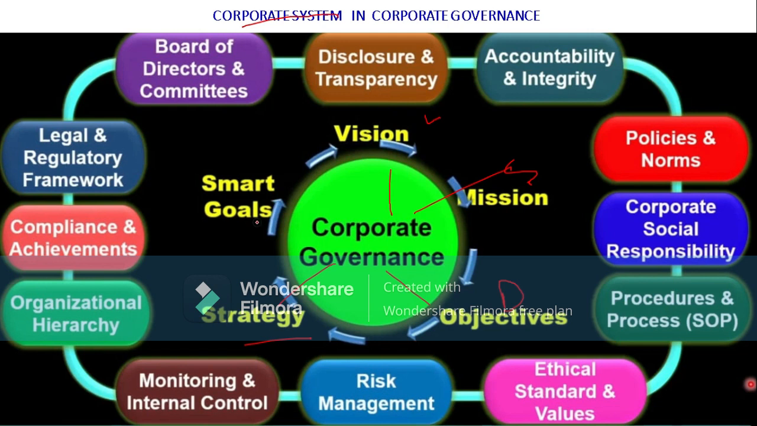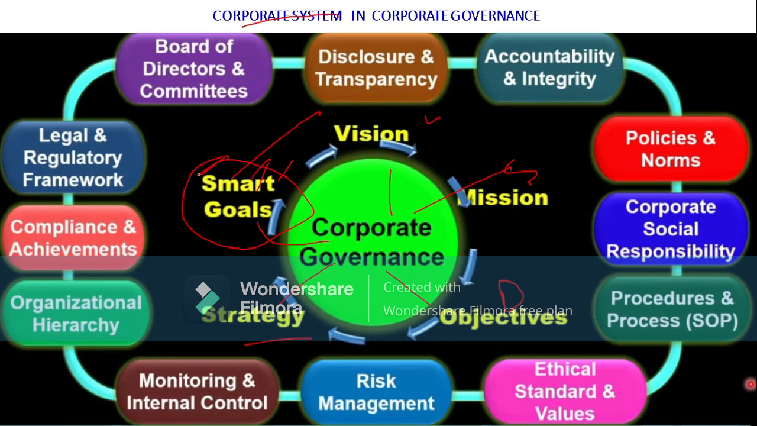And if we see here SMART goals, S means specific, M means measurable, A means achievable, R means realistic, and T means timely. So these are known as the SMART goals: specific, measurable, achievable, realistic, timely, meaning a deadline should be there to achieve a particular objective.